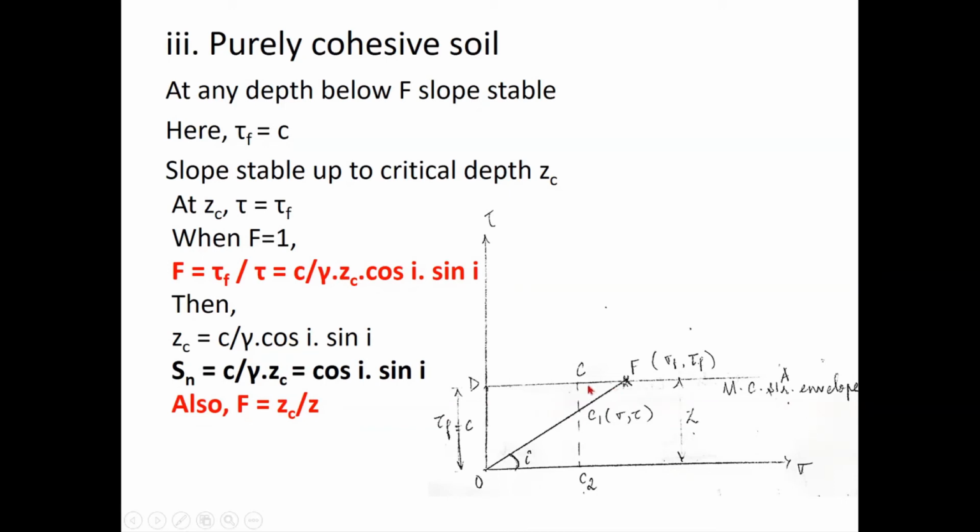Because there is only C, there is no phi. So Fc is equal to F, correct? Factor of safety in terms of cohesion is the same as factor of safety because there is only cohesion here, right? Is that clear? Hope it's clear.